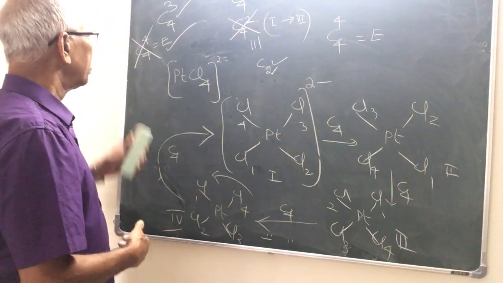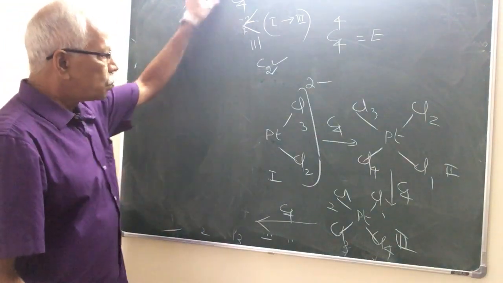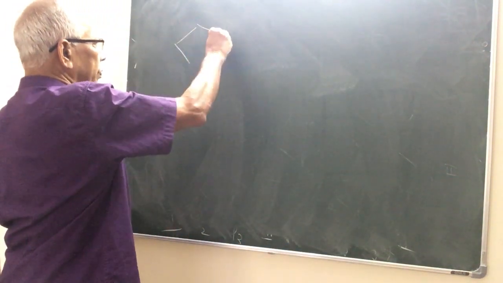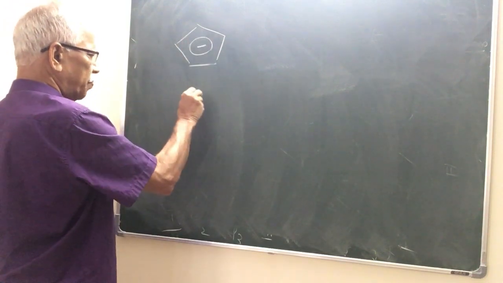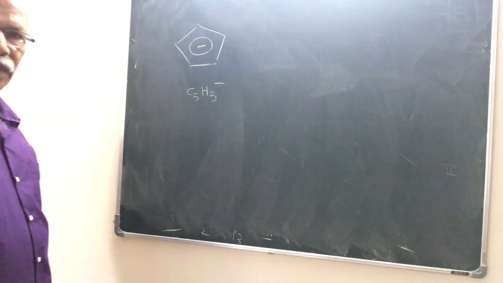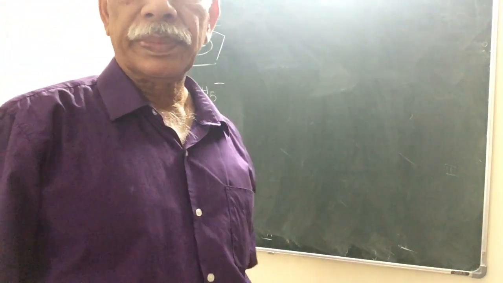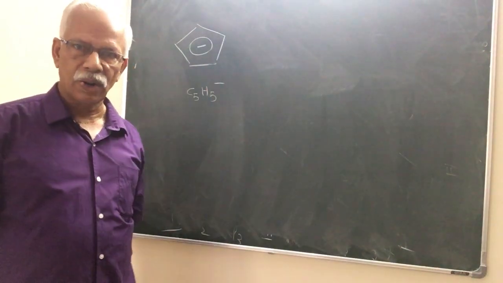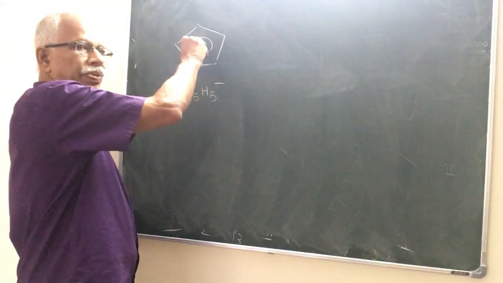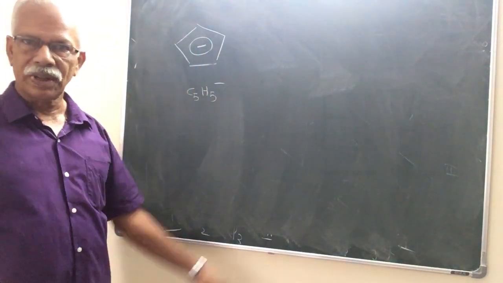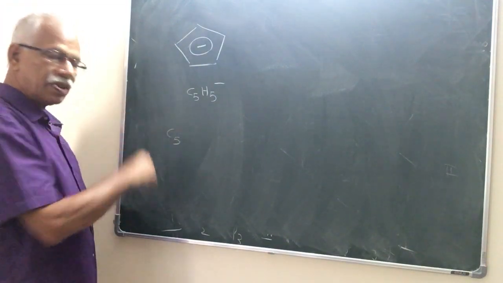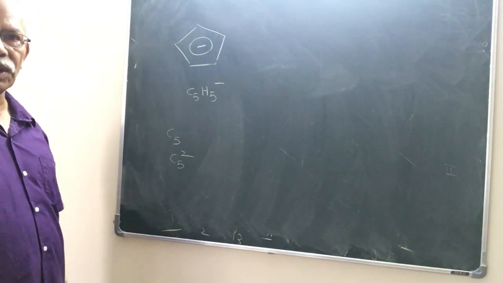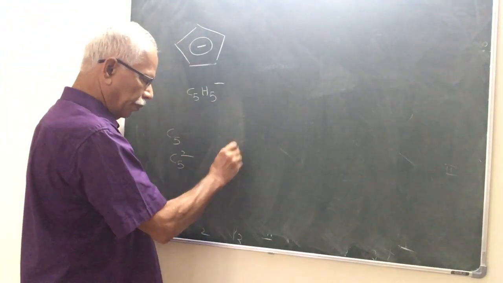Analyze the situation for molecules with higher and higher order axes. Everybody should be familiar with C5H5 minus, the cyclopentadienyl anion. It is a non-benzenoid aromatic stable system, and this will be a C5 axis. Every 72 degree will bring it to the same appearance. So there is C5 as a distinct operation. C5 squared will be another distinct operation. Likewise, you have to continue. When you reach C5 to the fifth, it will be identity.